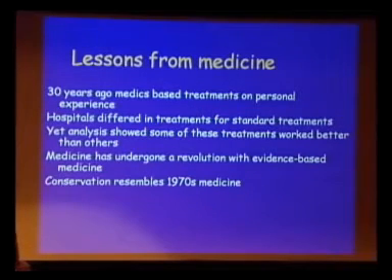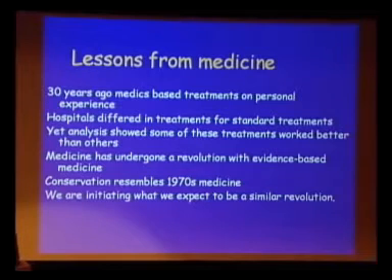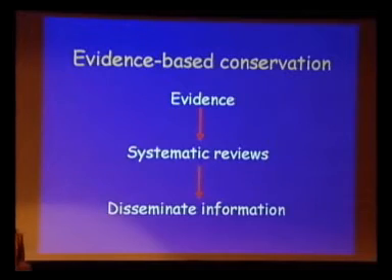And I'd like to suggest that conservation is really back in the 1970s from that point of view, and we're initiating what we hope is going to change the way in which conservation will work. So if we're successful, we will change global conservation practice. We don't expect to do that in the next week or two, but we're determined to do it. It consists of three things: the evidence, systematic review, and dissemination.